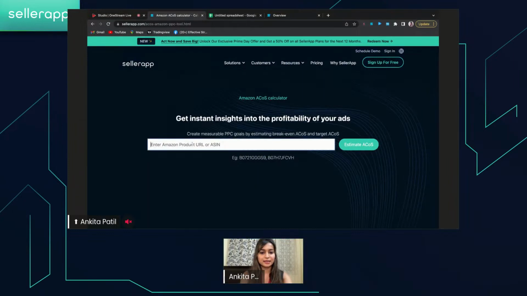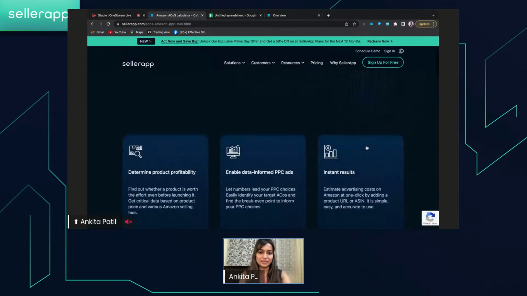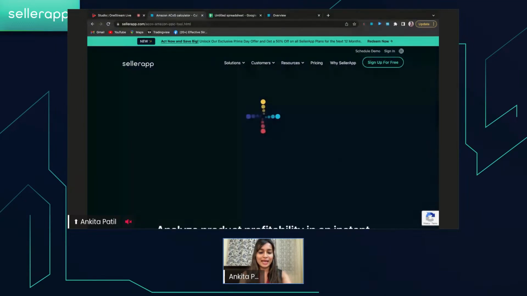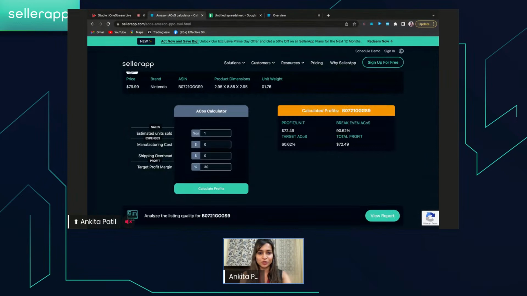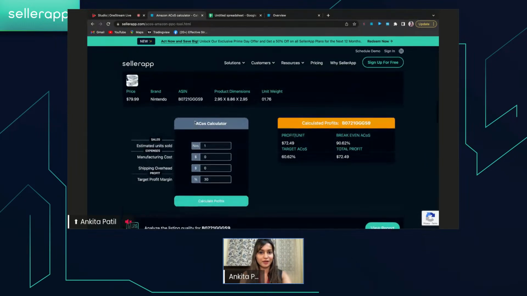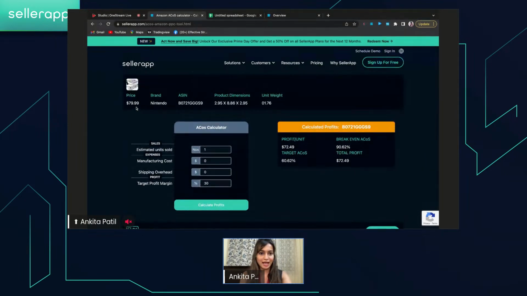One second and click over here. Let me just copy paste this and paste it. And then you can head towards the estimate ACOS. Now you will get the details about that particular product. So here you can find the basic details about the price, the brand, ASIN, product dimensions, unit weight.